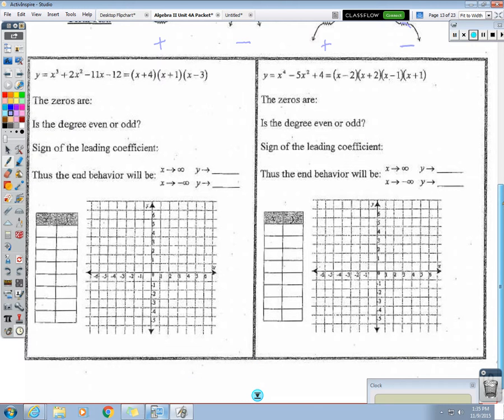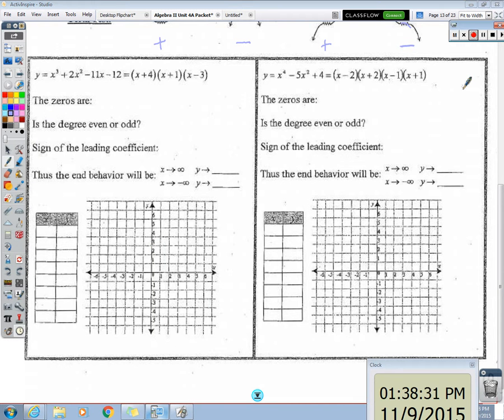Okay, now let's look at this first question. Y equals x cubed, and that probably got hole punched on your paper, so you might want to write it above it: x cubed plus 2x squared minus 11x minus 12 equals x plus 4 times x plus 1 times x minus 3. Now, you're probably thinking, what in the heck is all that? Well, let me go back to 9th grade for you for a second.